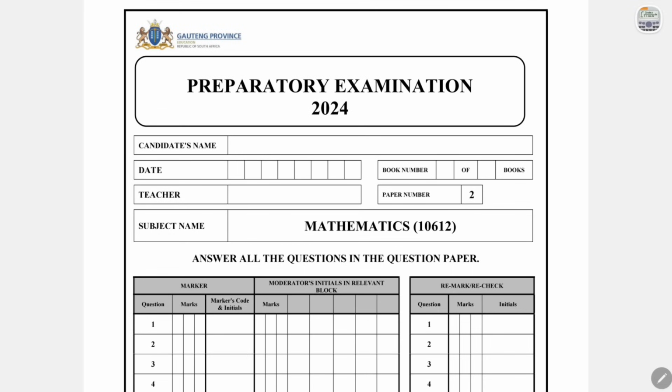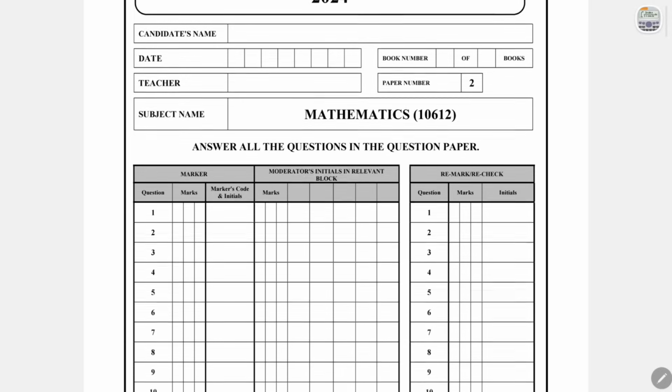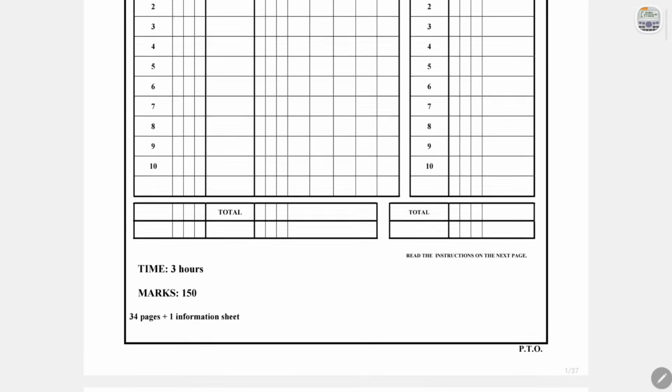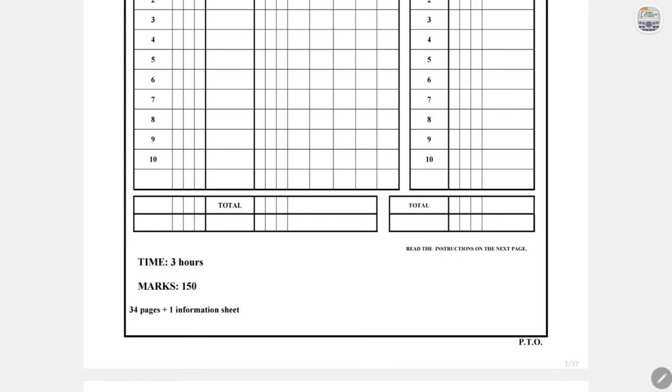In this video, we'll be working on the Mathematics Paper 2 Preparatory Exam for 2024, and this is from the Gauteng province. Okay, so I couldn't really find the actual question paper. I could only find the answer book, so I hope this works out fine. Remember, as always, this paper is worth 150 marks, and the time allocated is 3 hours. Okay, with that being said, let's get into this video.